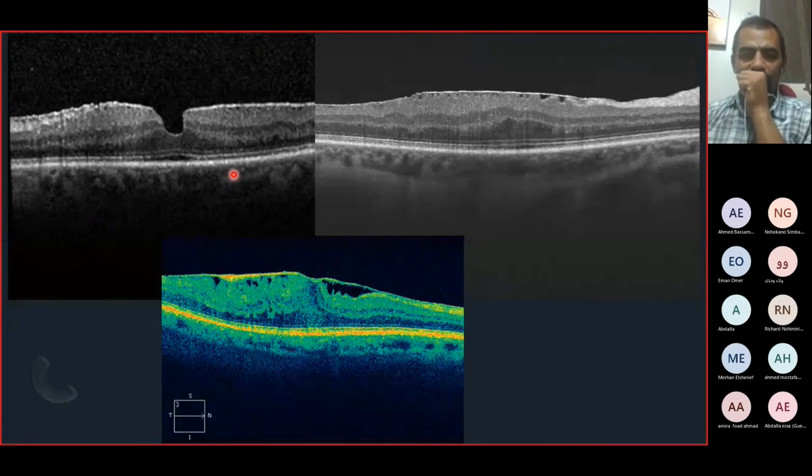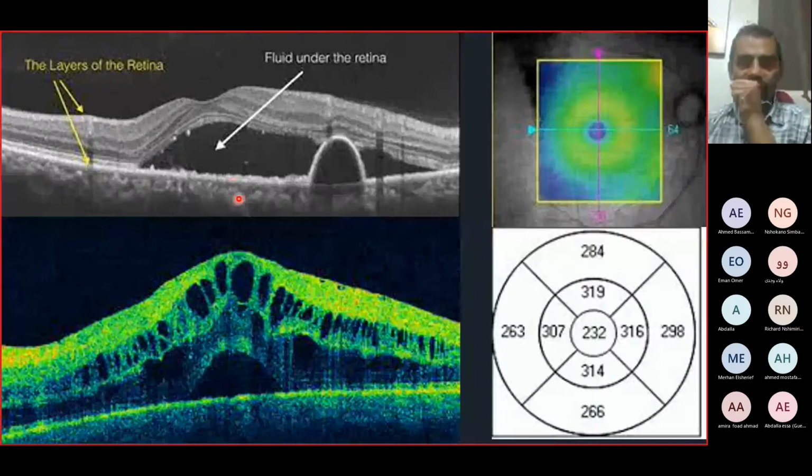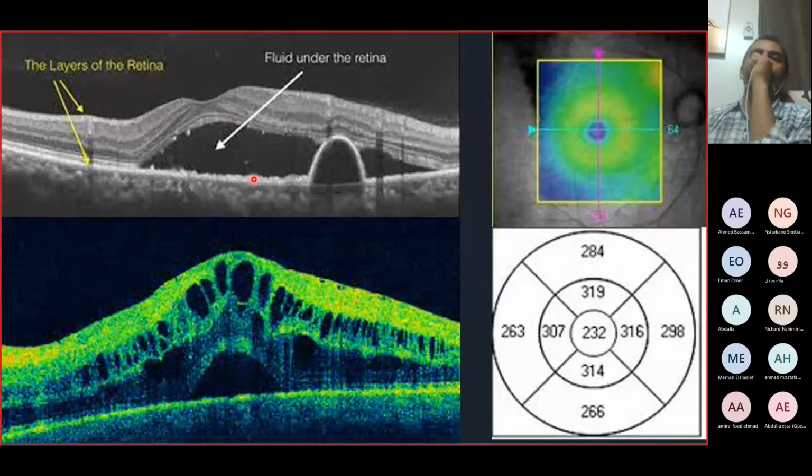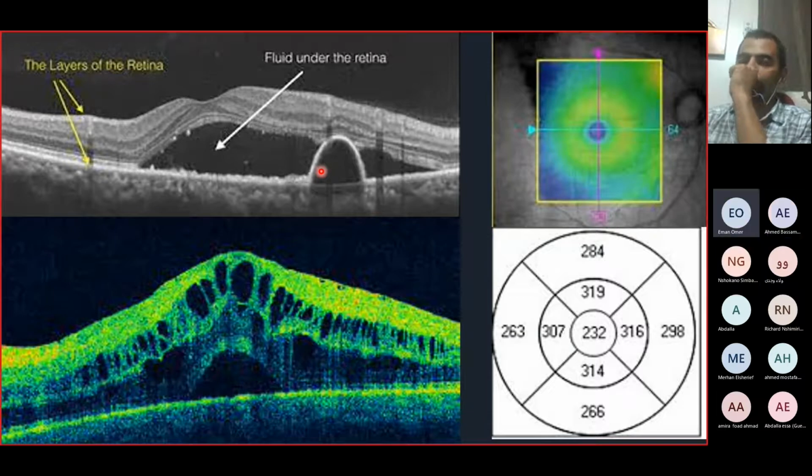So let's move on to this one. What do we see here? Someone can give us a comment on this photo. What is this test called? Retinal pigment epithelium detachment. Neurosensory detachment. This is called an OCT scan of the macula.